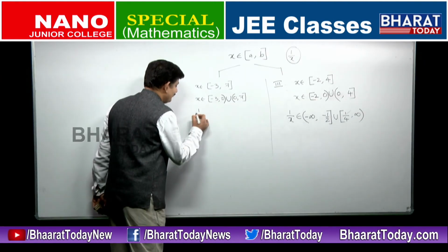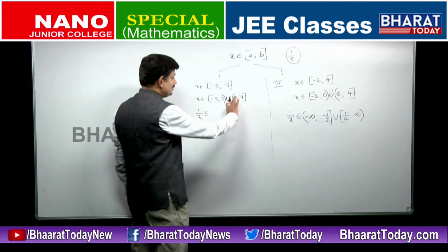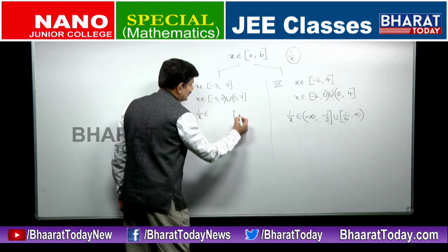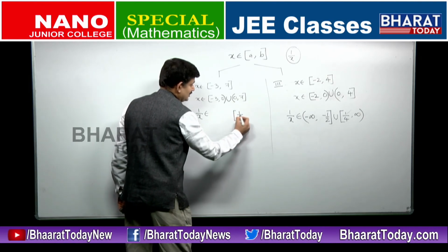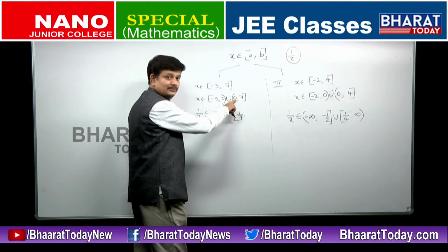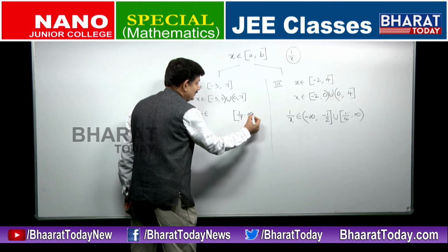I will start writing 1 by x. Whenever I am writing 1 by x for positive numbers, simply reverse the positions. Happily you can write. So this is what? Reciprocal of 7 is 1 by 7. Reciprocal of a number slightly greater than 0 is very huge, infinity.